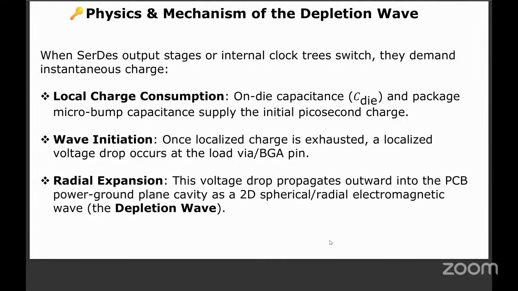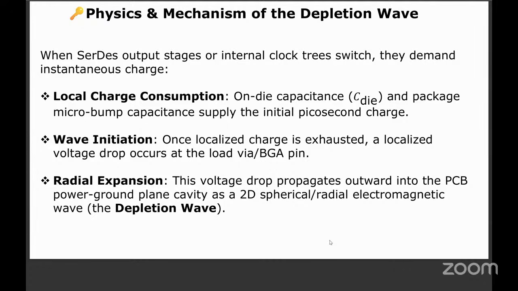Now, when the power is consumed, the depletion wave initiates. Once the localized charge is exhausted, a localized voltage drop occurs at the local via or a BGA pin. This BGA can be a GPU or a CPU or whatever it is. Then radial expansion: this voltage drop propagates outwards towards the PCB power and ground plane layers through a cavity resonance, in a 2D spherical or radial electromagnetic wave. This is called a depletion wave.